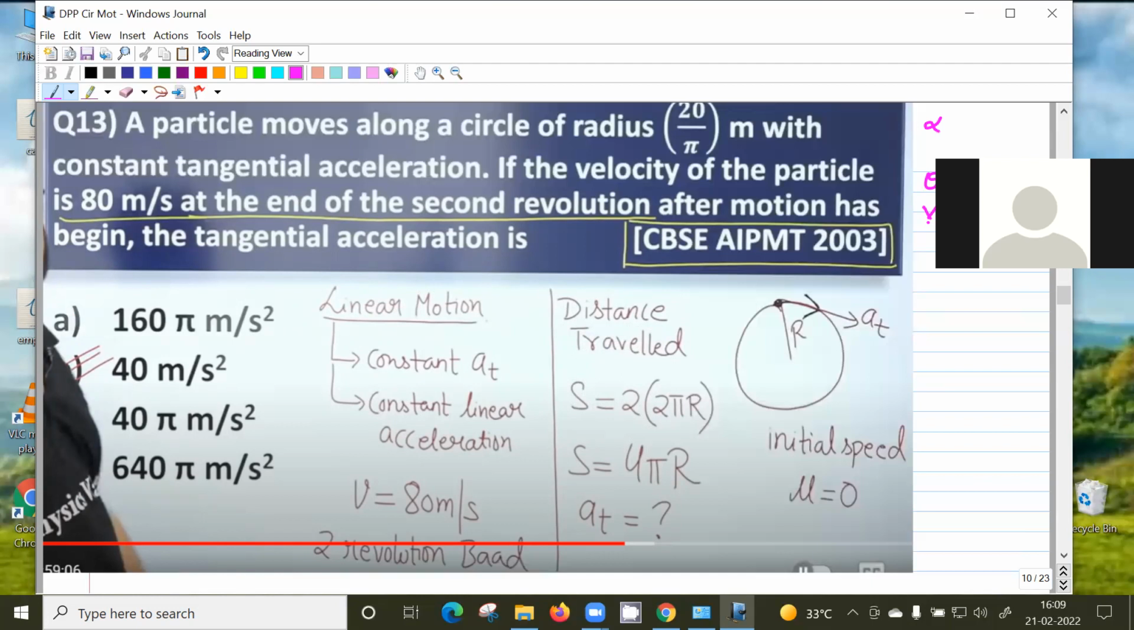Okay, and starting from rest, right? But they didn't mention, no, sir. Okay, particle is of radius constant tangential acceleration at the end of second revolution after motion has begun. So initially it's 0, starting from rest. Okay.